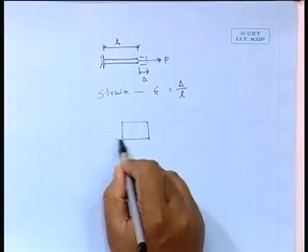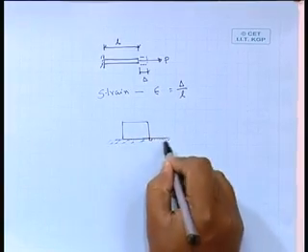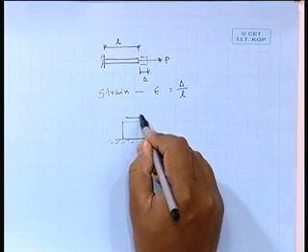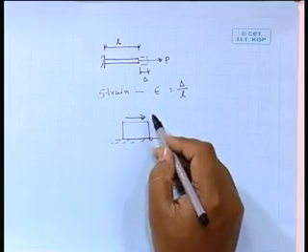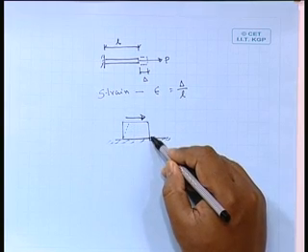Now, if I take a case like that, say a block, say it is resting on some support, if I put some force here, so there will be some distortion of the member.